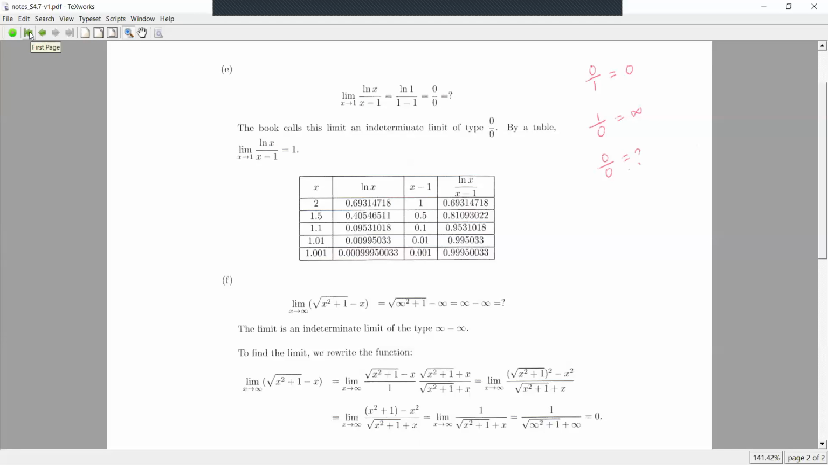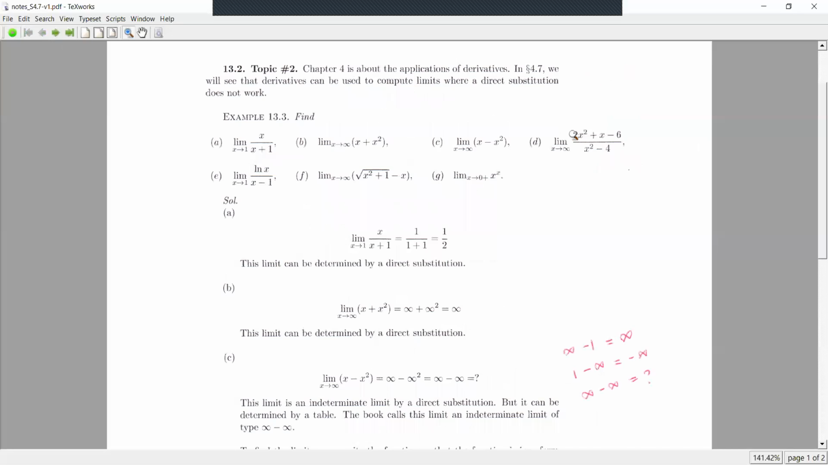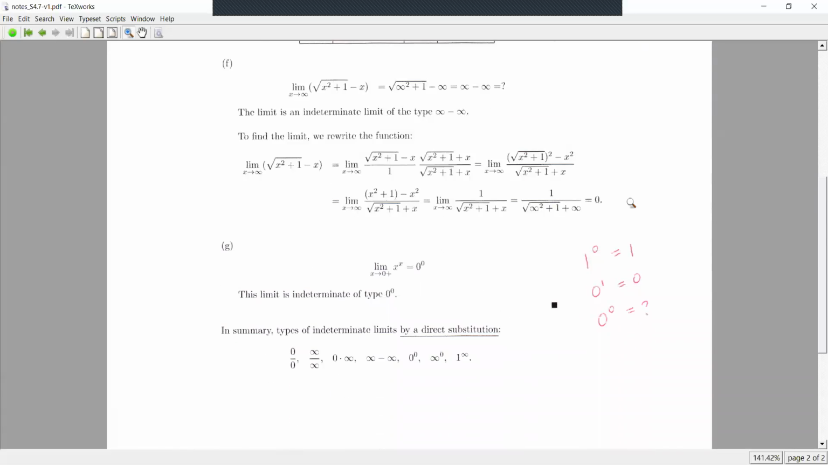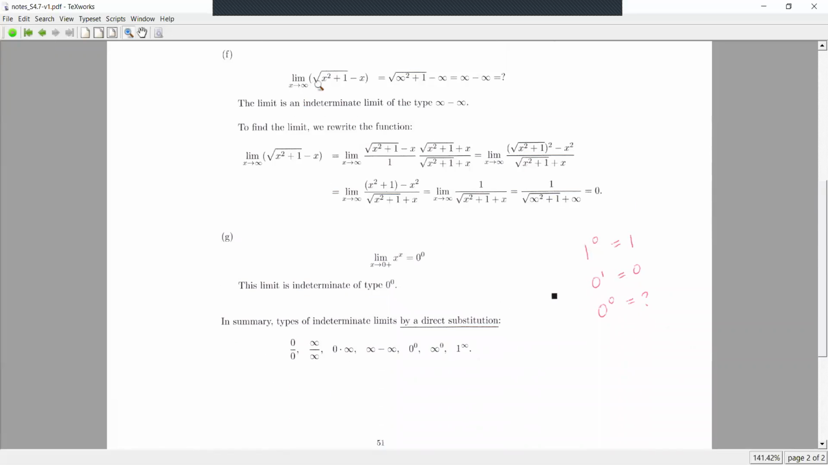Now, f, the function in f. When x approaches infinity, what number does this difference approach? Direct substitution doesn't work again. Okay, I directly plug in infinity for x, then I get this. Infinity squared plus 1, infinity. Take square root of infinity, it is infinity. So we have infinity minus infinity.